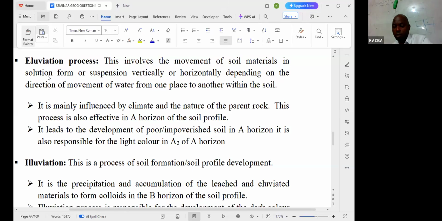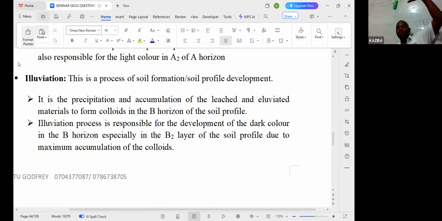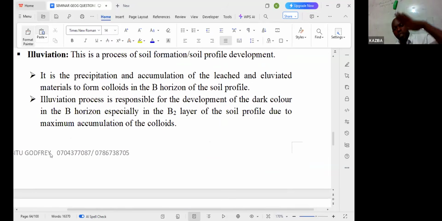Then we go to illuviation. Illuviation: whatever moves from the A horizon settles in the B horizon. So it is the accumulation and precipitation of leached and eluviated materials from A to B. So whatever is moved by eluviation and leaching is what we call illuviation.